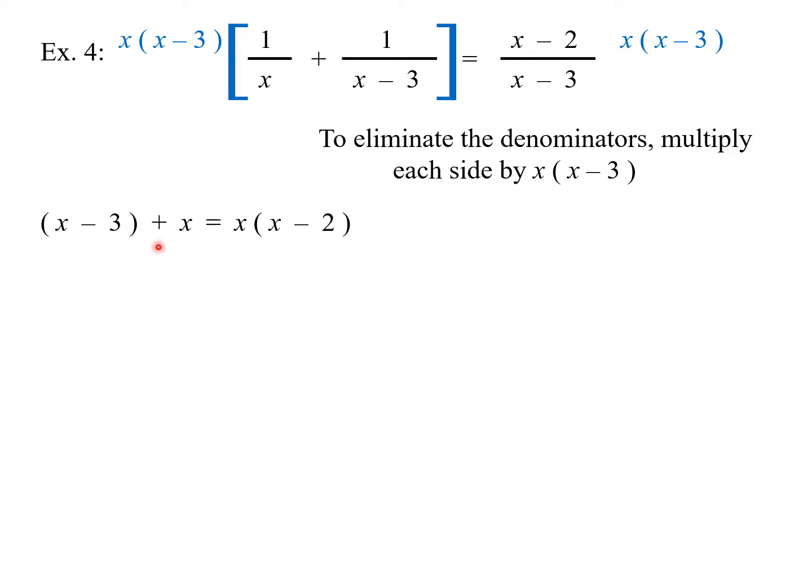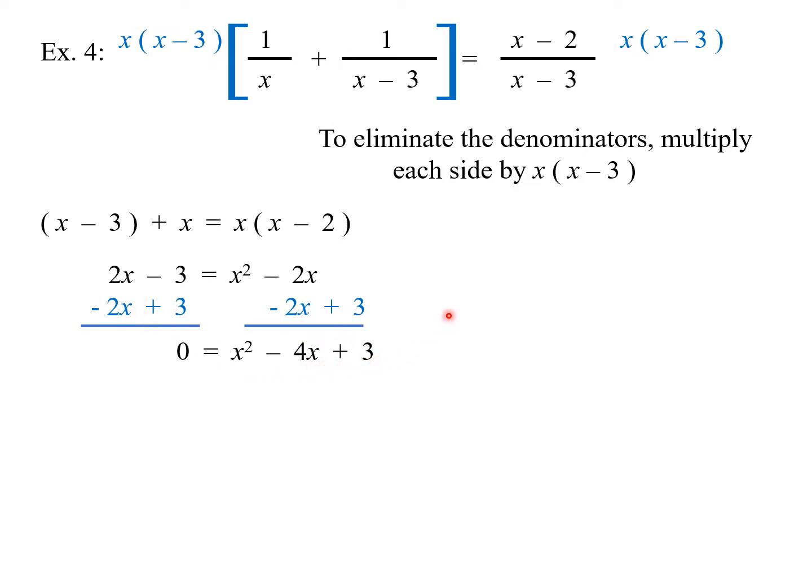All right, now simplifying this, x minus 3 plus x, combining like terms, we get 2x minus 3. And then distributing the x on the right-hand side, we get x squared minus 2x. Now, setting this equation equal to 0, again, I'm going to take the left-hand side. I like to have the x squared term to have a positive leading coefficient. So I'm going to get rid of this stuff by subtracting the 2x and adding 3. And when I do that, the left side equals 0, the right side equals x squared minus 4x plus 3.